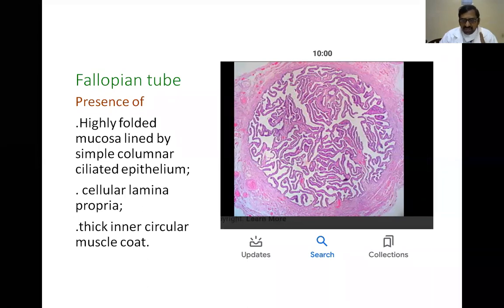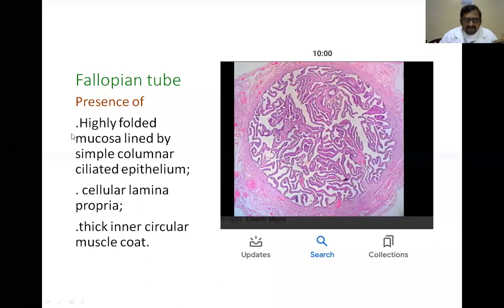The two most important functions are, number one, transportation of the ovum, fertilized or non-fertilized, and at the same time, maintaining nutrition to the cells passing through the uterine tube. The histology of the fallopian tube is specially designed to perform these functions.